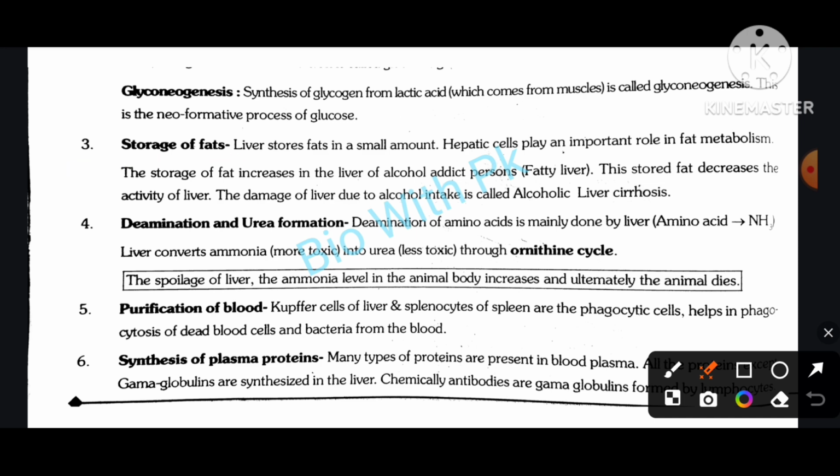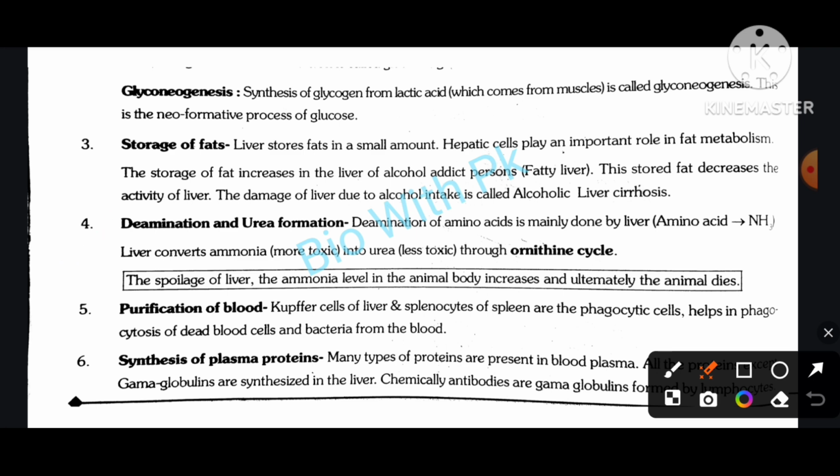Number three, storage of fats. The liver stores fats in a small amount. Hepatic cells play an important role in fat metabolism. The storage of fat increases in the liver of alcoholic persons, causing fatty liver. This stored fat decreases the activity of the liver. The damage of the liver due to alcohol intake is called alcoholic liver cirrhosis.